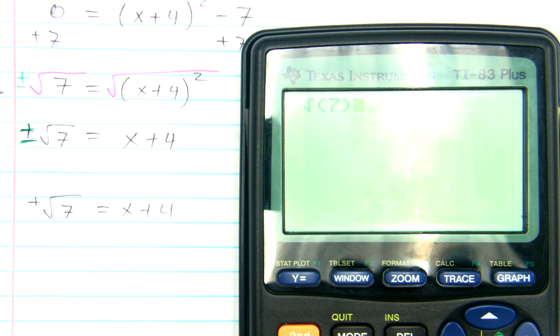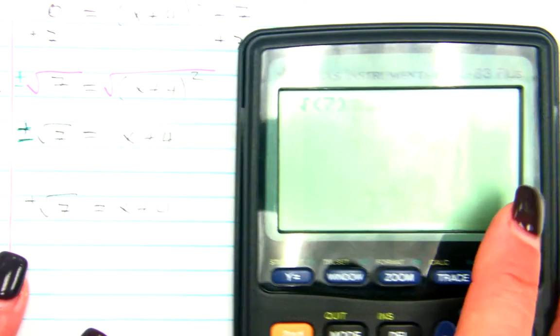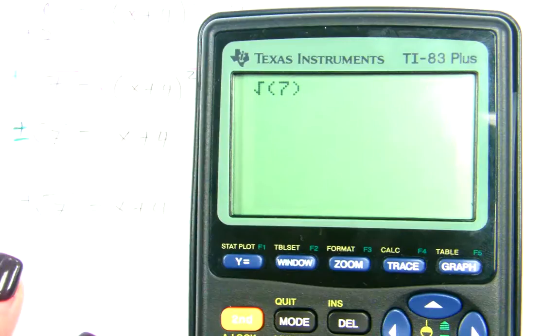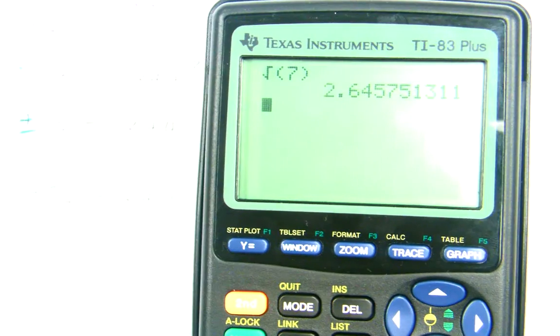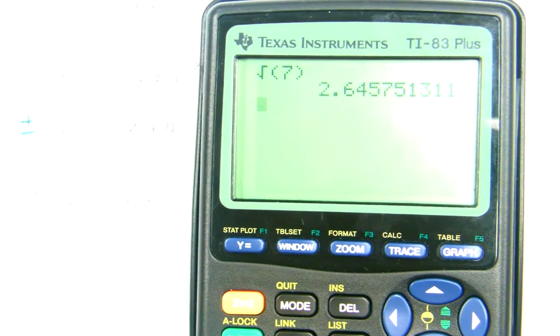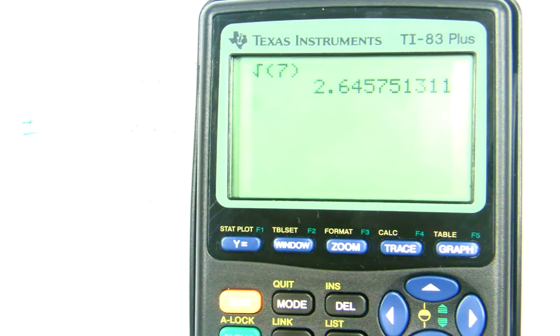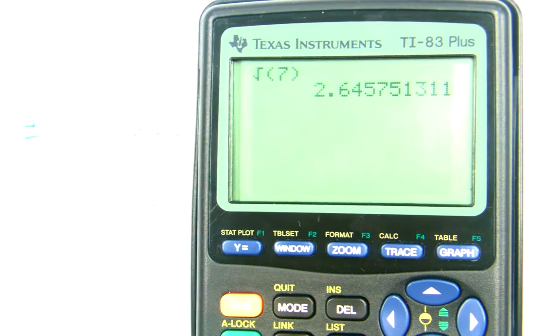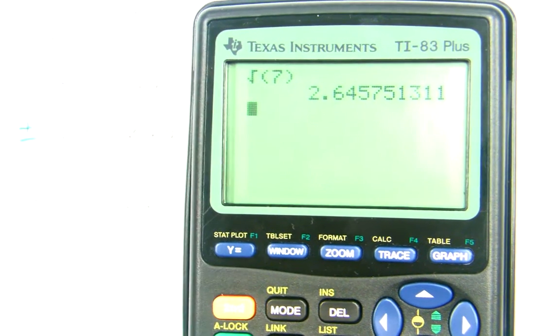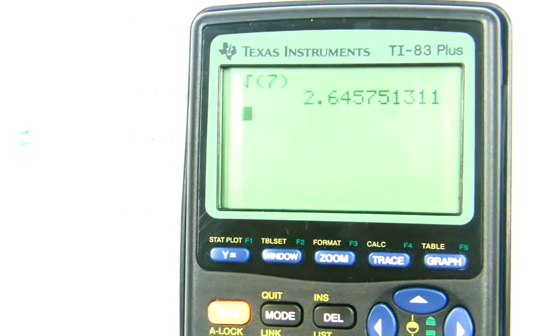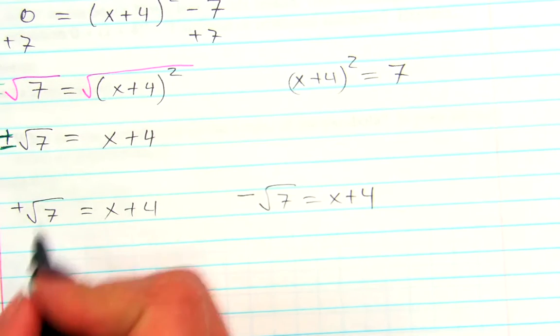Okay, so I don't know what happened with that other video, but I have the square root of 7 on the screen, and I'm going to press enter, and it's going to give me this wonderful irrational number. No repeating, it's just going to keep going forever. So I'm going to do an approximation, 2.65. That'll make our lives a little bit easier.